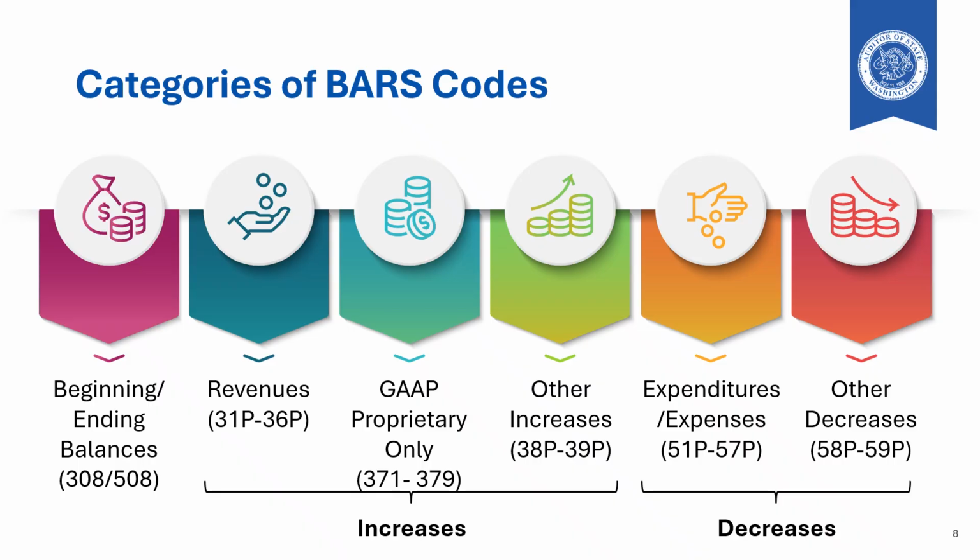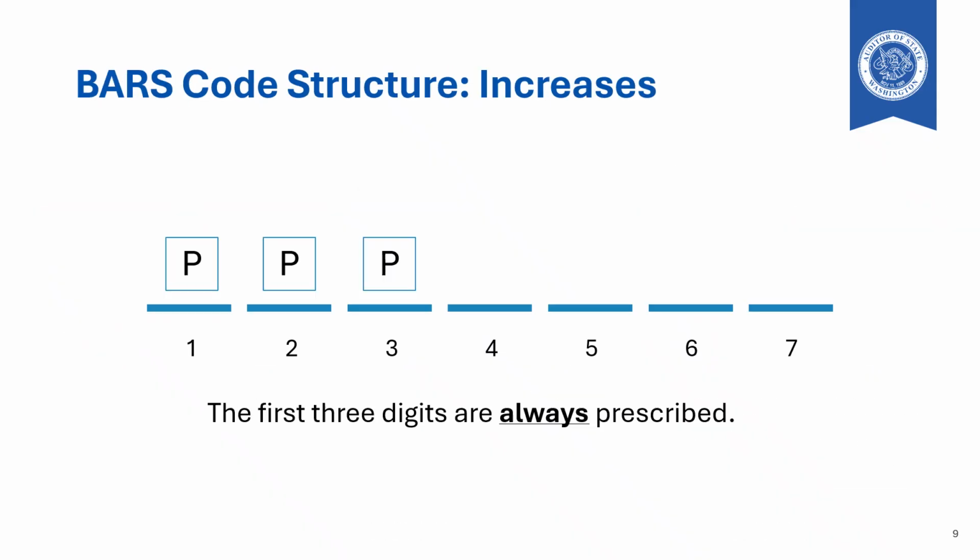You can also see that the codes starting with a 3 represent beginning balance, revenues, and other increases. Then the codes starting with a 5 represent ending balance, expenditures, and other decreases. This matches what we just talked about previously when breaking down what each digit means. We are going to turn our focus specifically to the code structure of increase BARS codes.